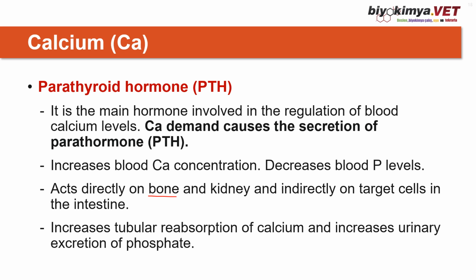The effect of parathormone in the kidney is the reabsorption of calcium. The indirect effect on the intestine occurs via the activation of vitamin D, because parathormone activates vitamin D in the kidney, and then vitamin D goes to the target cells located in the intestine, the mucosal cells.